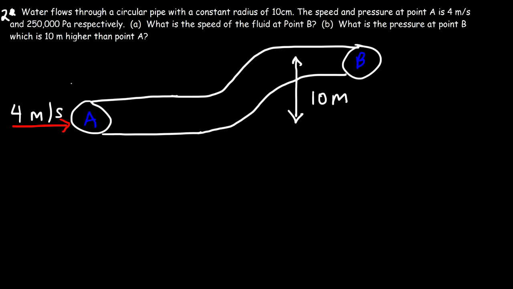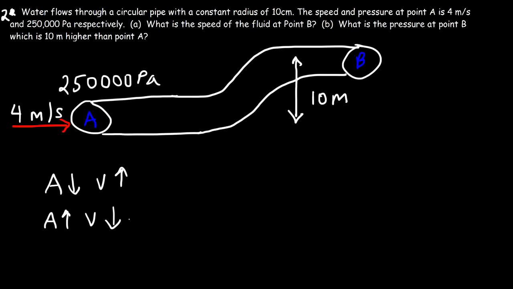Now the pressure at point A is 250,000 pascals. And the radius, it's constant. The radius doesn't change. So the radius at point A and point B is 10 centimeters. So first, what is the speed of the fluid at point B? We know that if the area decreases, the speed will increase. And if the area increases, the speed will decrease.